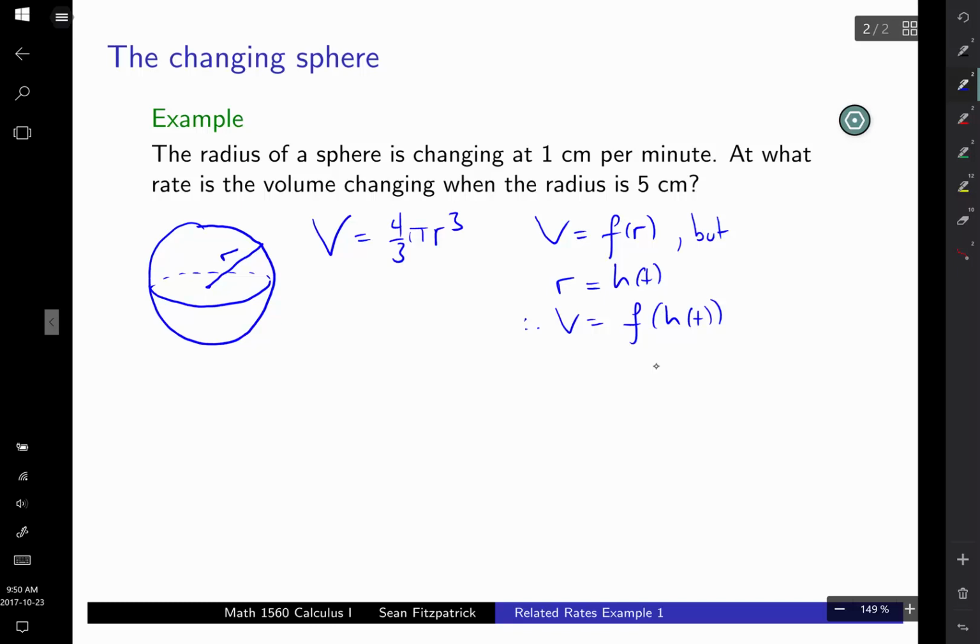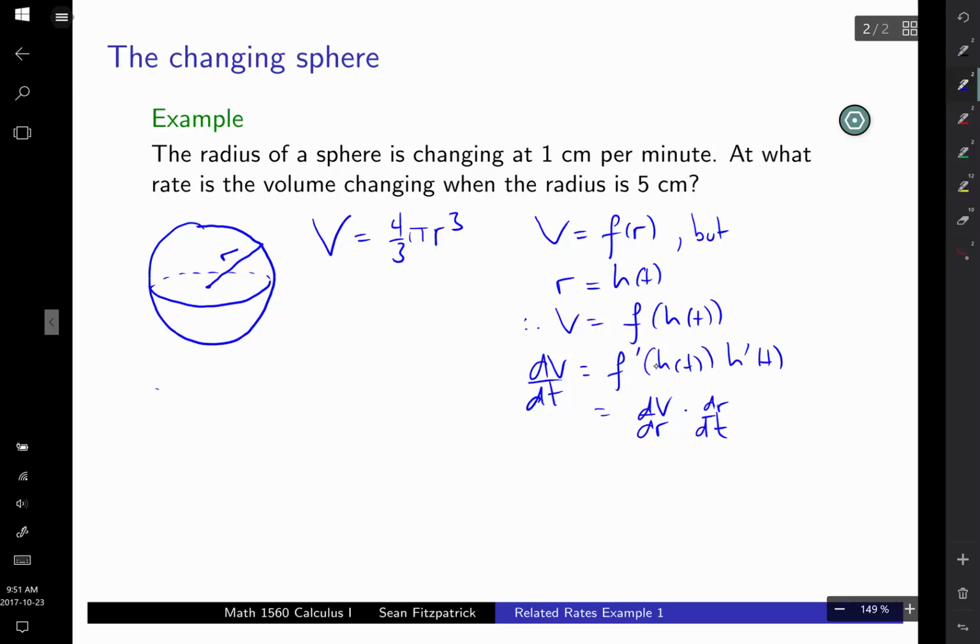And so we know that when we want to take dV/dt, the chain rule says you do f prime at h of t times h prime of t, right? That's the chain rule. So in other words, this is going to be dV/dr times dr/dt, right? So you can think of it as implicit differentiation if you want, but essentially we're just doing the chain rule.